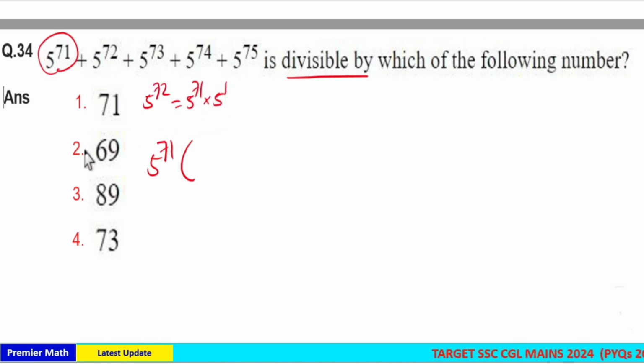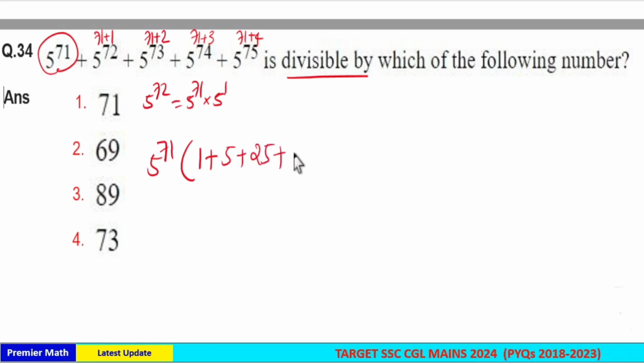Here the bases are the same. In the same way, take 5 raised to 71 outside from all these 5 terms. Here 71 plus 1 is 72, 71 plus 2 is 73, 71 plus 3 is 74, 71 plus 4 is 75. That is, 5 raised to 71 into 5 raised to 1 is 5 raised to 72, 5 raised to 71 into 5 square is 5 raised to 73. So after taking 5 raised to 71 outside from the first term, the remaining is 1. In the second term, the remaining is 5 raised to 1, that is 5. In the third term, the remaining is 5 square, that is 25. In the fourth term, the remaining is 5 cube, that is 125. In the fifth term, the remaining is 5 raised to 4, which is 625.